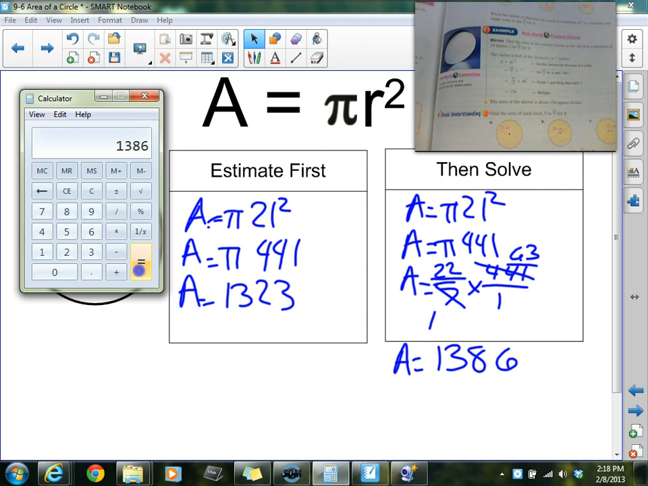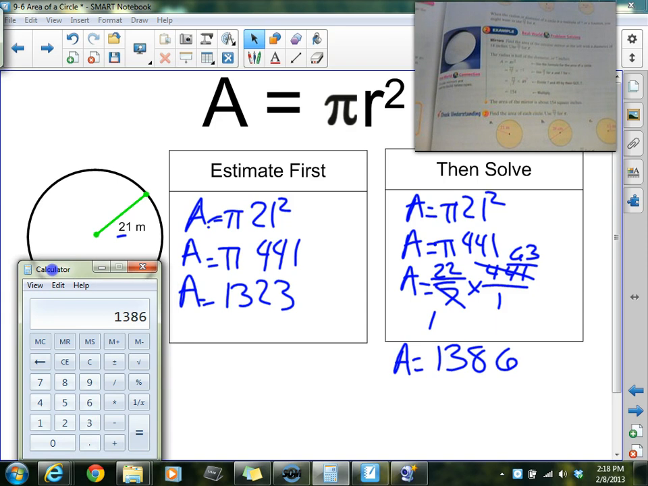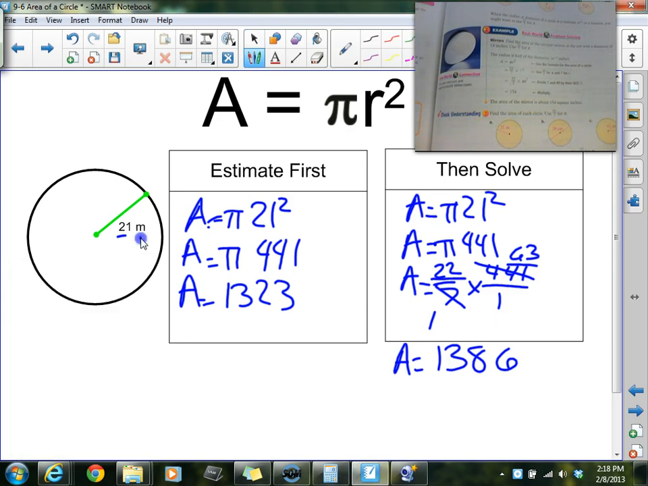Now I did forget one specific thing, and remember we always have to know the units. We always have to put the units in. So in this case, my units are going to be meters, so I'm going to write it 1,386 square meters. And that is the answer. That is how you can use 22/7 to solve these types of problems.